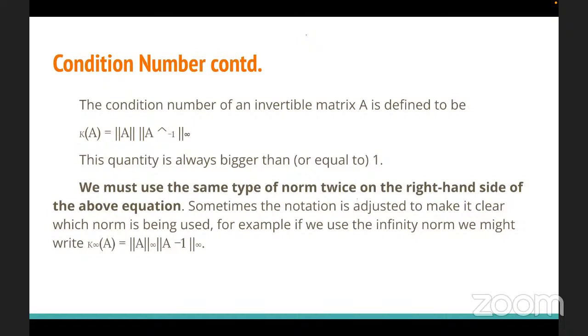All right, because from what we can see, there is disparity in the norms when we use the different methods. So whatever norm you are using must be used all through. You cannot swap norms in the same matrix condition. So if you're using infinity, use infinity twice. If you're using Euclidean, use Euclidean twice. If you're using one norm, use one norm twice.